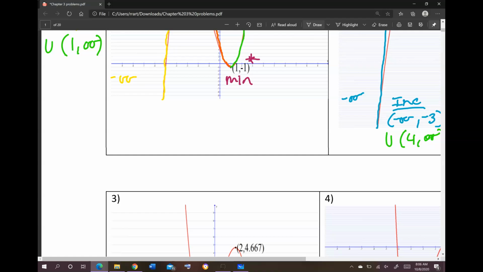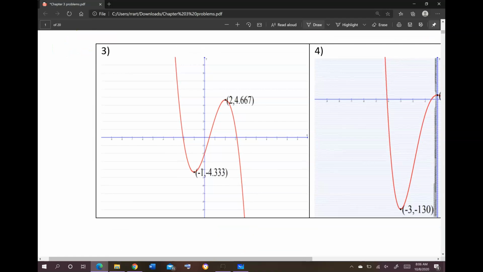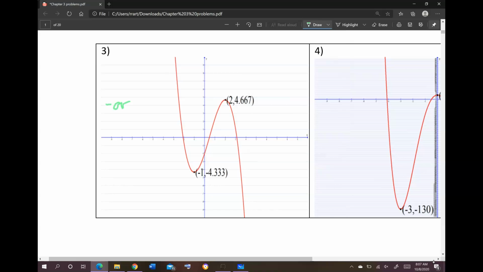Let's do some more. Here we go. All right, so we're going to do increasing and decreasing again, okay? So if you look, this time it does not matter where your graph points up or down. You're always starting at negative infinity, and you're always ending at positive infinity, okay?